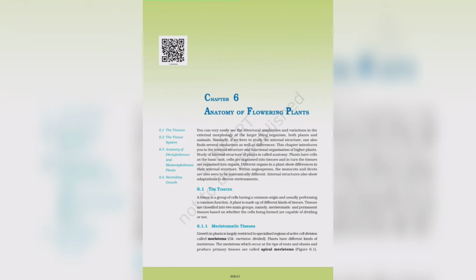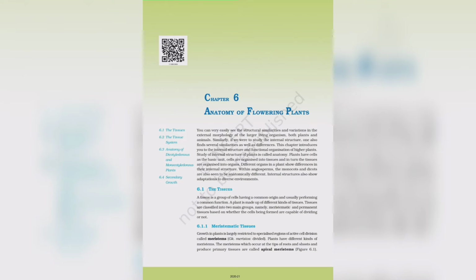Phloem transports food material usually from leaves to other parts of the plant. Phloem in angiosperms is composed of sieve tube elements, companion cells, phloem parenchyma, and phloem fibers. Gymnosperms have albuminous cells and sieve cells. They lack sieve tubes and companion cells.